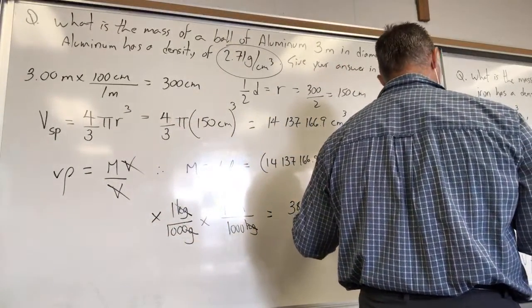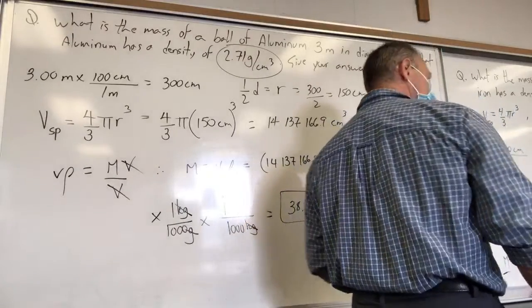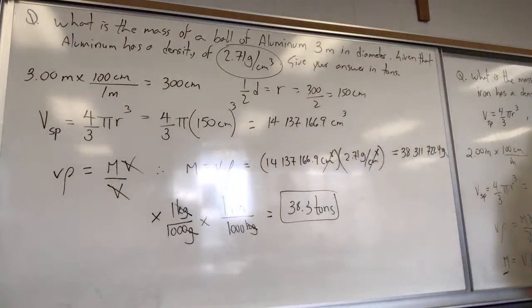So what's heavier? A 3-meter ball of aluminum or a 2-meter ball of iron? Look over here. The 2-meter ball of iron is 32.9 tons. And a 3-meter ball of aluminum is 38.3 tons. So it turns out the ball of aluminum is heavier, but it is also quite a lot larger. It's a whole meter higher.